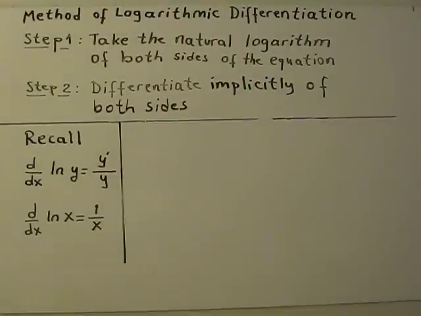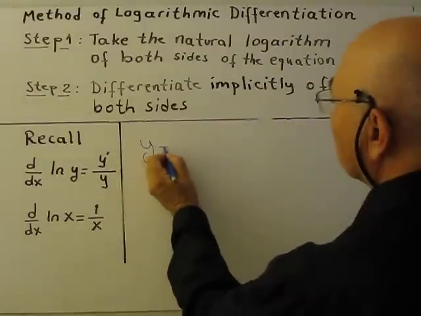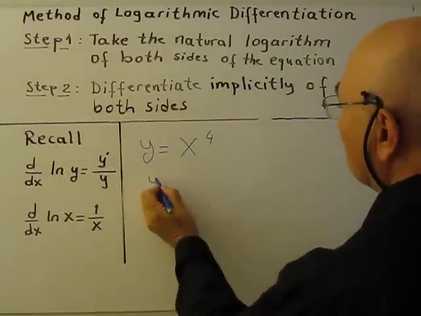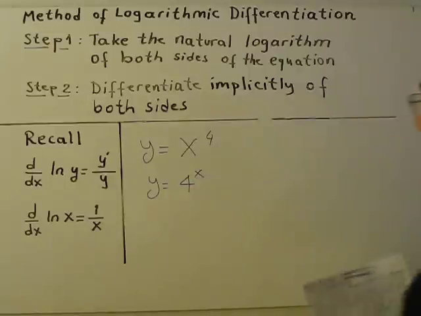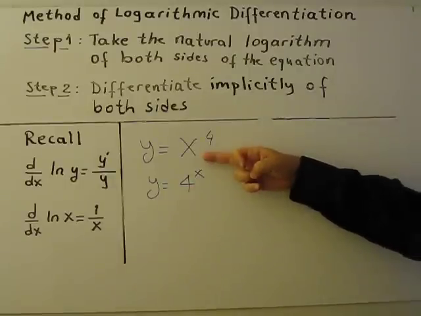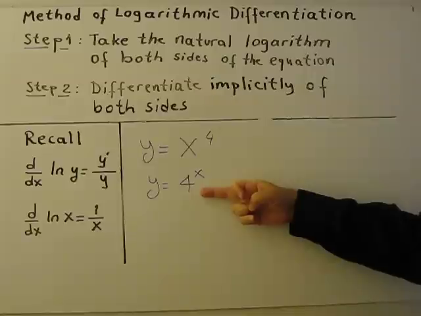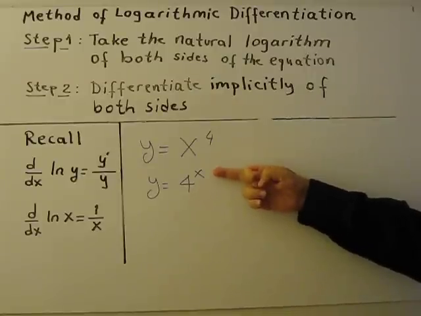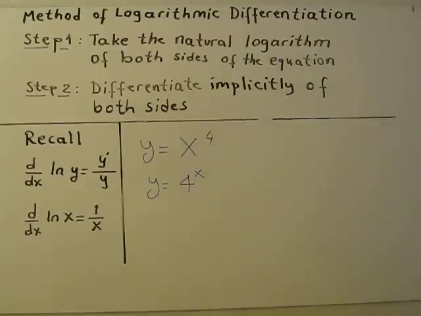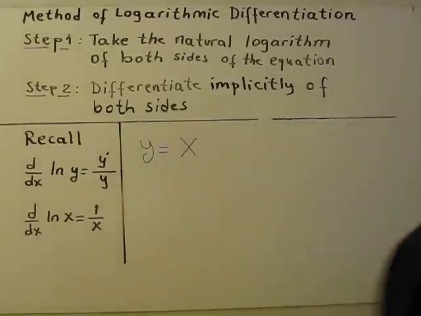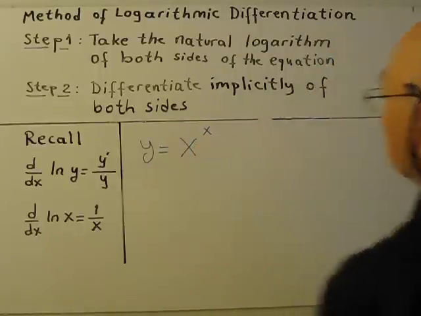Previously I have given two examples. One is y equals x to the power 4, the other one is y equals 4 to the power x. So this is a power function, base variable, exponent constant. This is an exponential function, base constant, exponent variable. In these two functions, we didn't need to use the method of logarithmic differentiation. It is more complicated. So, I am going to give another example. Okay, in this example, this is the function.